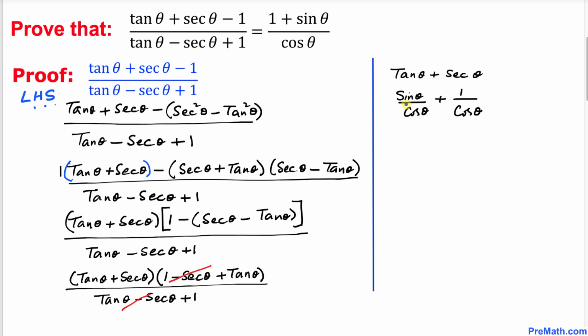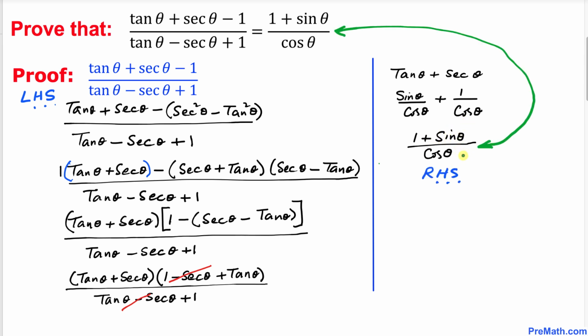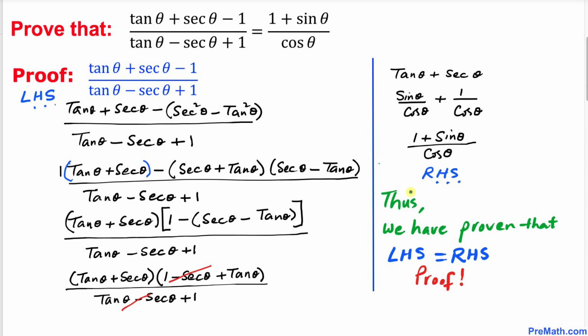Now we can see that our denominators, cosine theta and cosine theta, are the same. So I can write this cosine theta as a common denominator. On the numerator part I can put 1 plus sine theta. And now we can see that this is same as our right hand side. So thus we have proven that the left hand side is same as the right hand side.